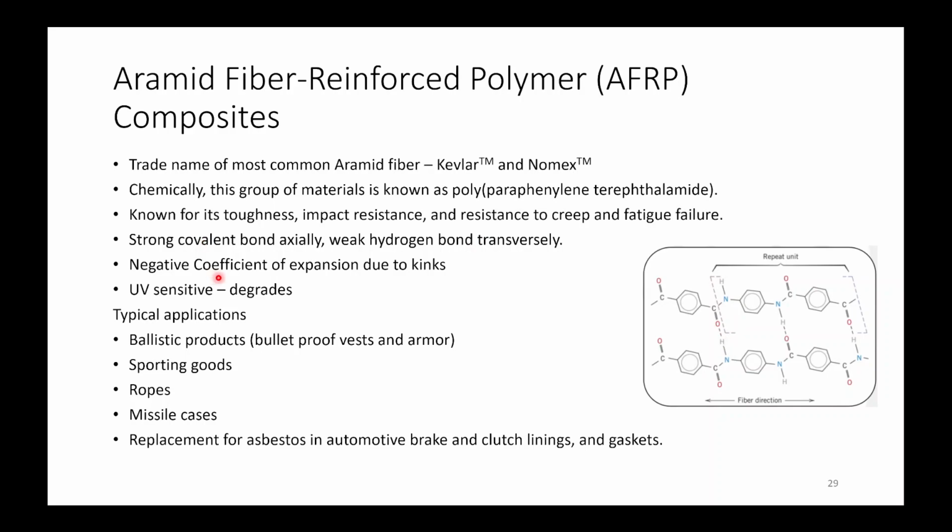Now it has a negative coefficient of expansion due to kinks, and it has sensitivity to ultraviolet rays, so it starts degrading. Now its most common application is making bulletproof vests and armors, and it is also used for making sporting goods, ropes, missile cases, and as a replacement for asbestos in automotive brake and clutch lining and gaskets.